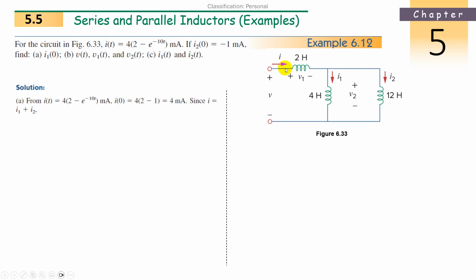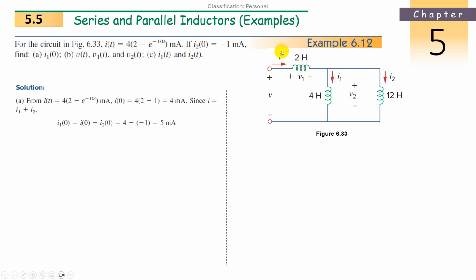Now if you know the total current here, what is the voltage? Multiply these two, you will get it. Since I is nothing but I1 plus I2, we know I2 of 0 is minus 1 milliamperes. Then I1 is nothing but I minus I2, that is I of 0 minus I2 of 0. I of 0 we got, 4 milliamperes. I2 of 0 is already given, minus 1 milliampere. 4 minus of minus is plus, so 5 milliamperes.